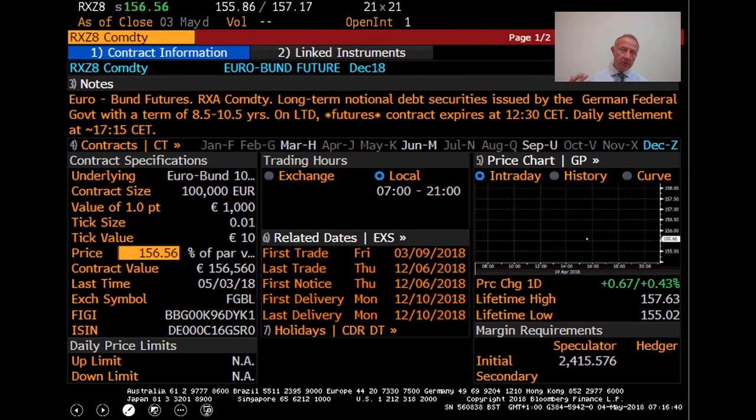Here's another example. This time it's for a German government bond. It's worth noting that you only get futures contracts for government bonds, not corporate bonds. Here, the price is 156.56 and the value of a point is 1,000 euros. So every time that price moves by 1 point, we're going to either receive or pay 1,000 euros. And remember, the calculations are being done every single day and the cash flows are happening through our margin account.